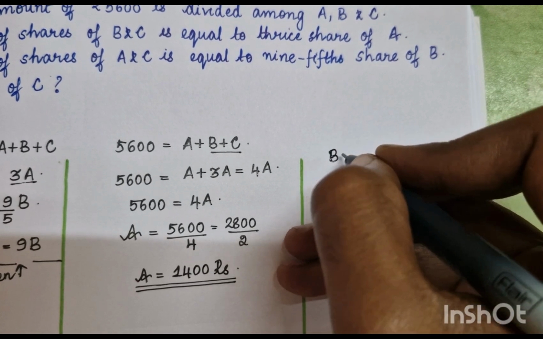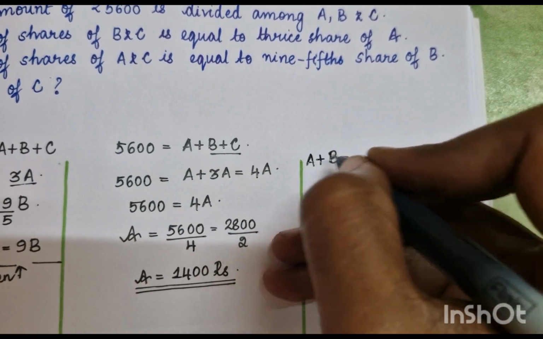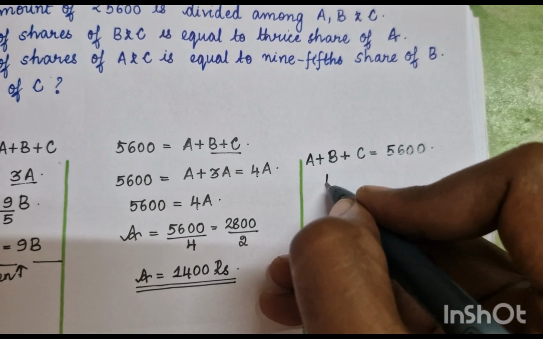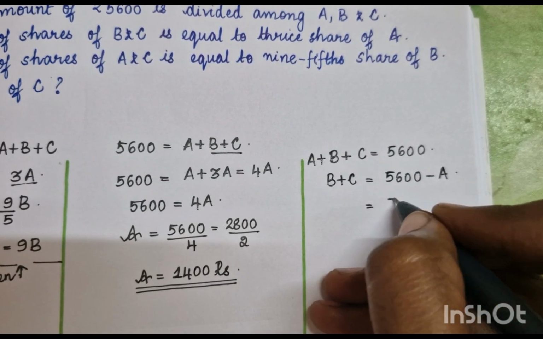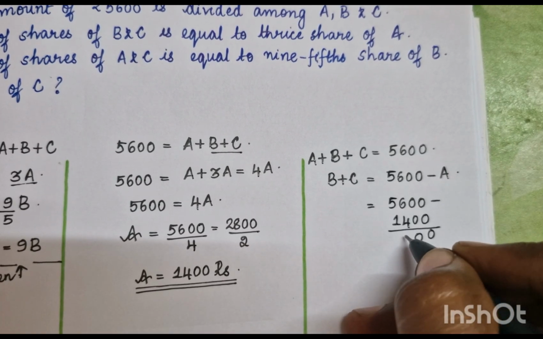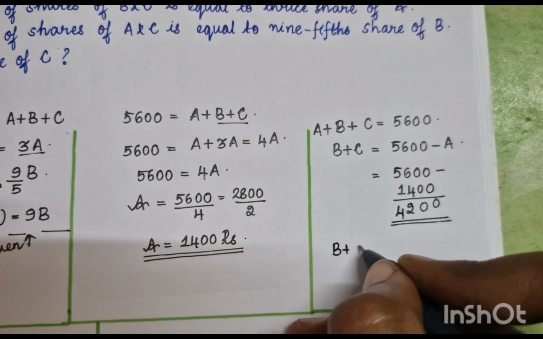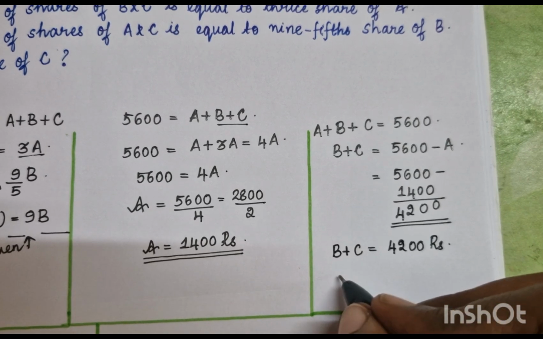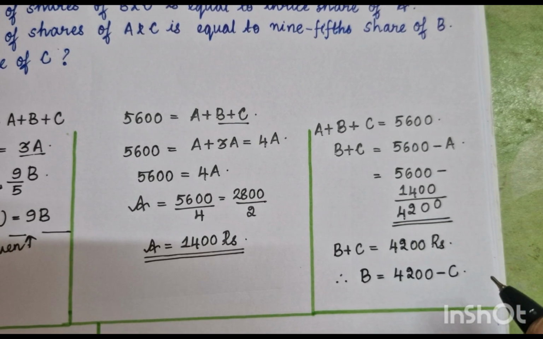Sorry, A plus B plus C is equal to 5,600. Therefore, B plus C is equal to 5,600 minus A. 5,600 minus 1,400: 0, 0, 6 minus 4 is 2, 5 minus 1 is 4. B plus C is equal to 4,200 rupees. Therefore, B is equal to 4,200 minus C.